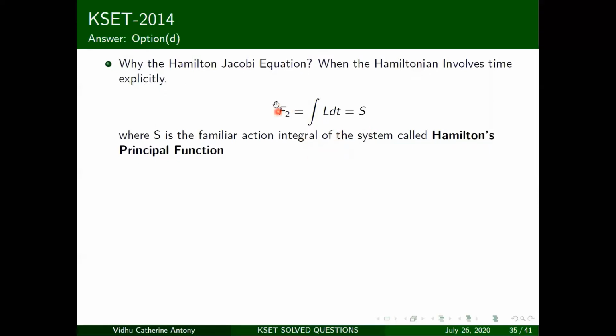Okay, so this was identity transformation, if you recall. Now you have this giving you S, which is the action integral, called Hamilton's principal function. From this you look at a couple of partial derivatives and equate them, and then you end up getting the Hamilton-Jacobi equation.